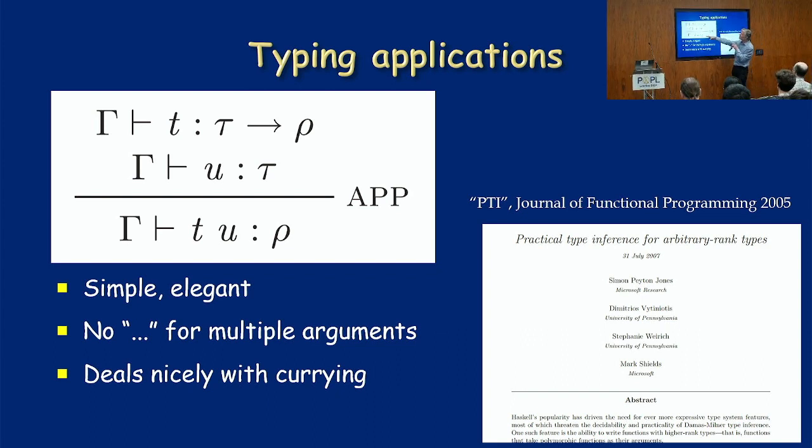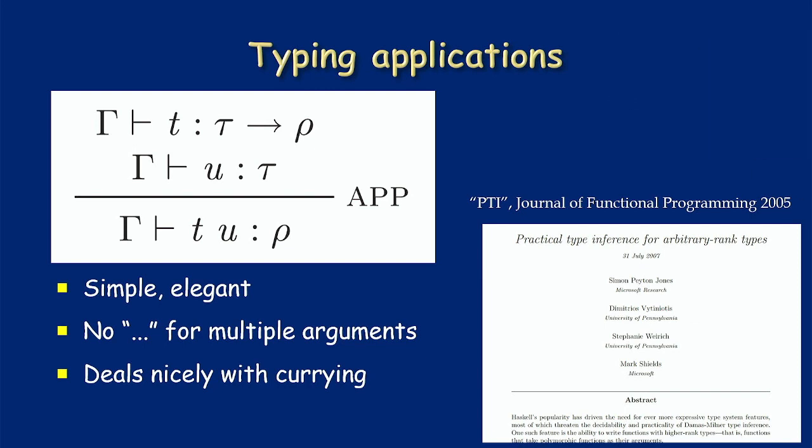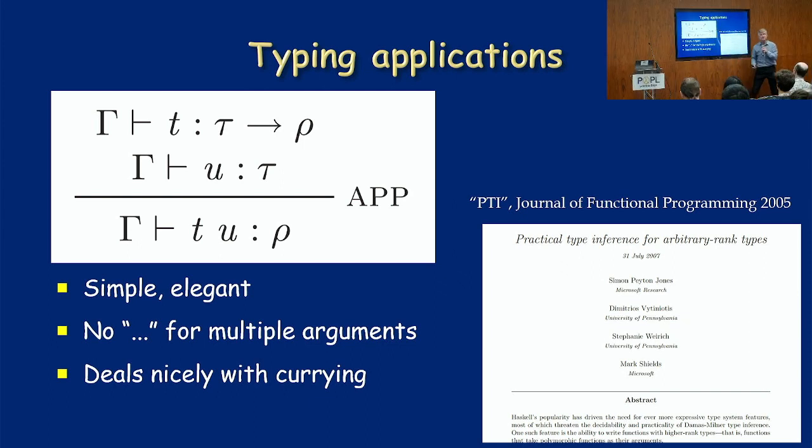So here's the lovely typing rule that we all know and love, right? And it deals with binary applications. Just apply a function to an argument. And it's simple and beautiful and elegant, and it deals nicely with currying, and it doesn't have any dots in it, all very nice, right? So I'm going to focus on this problem.